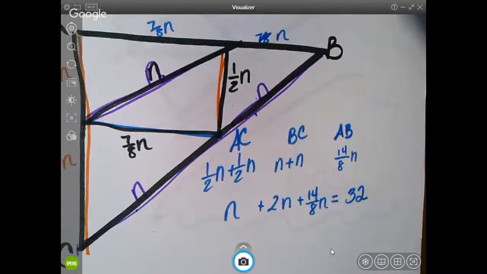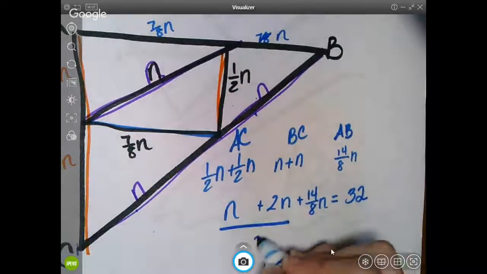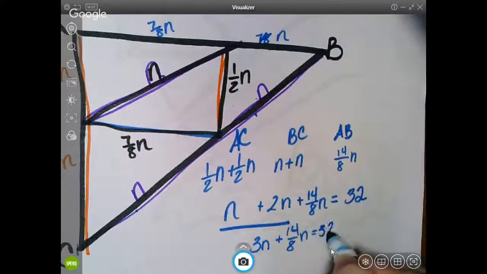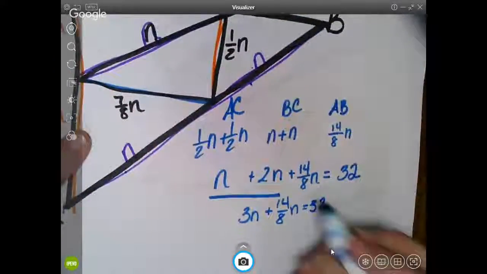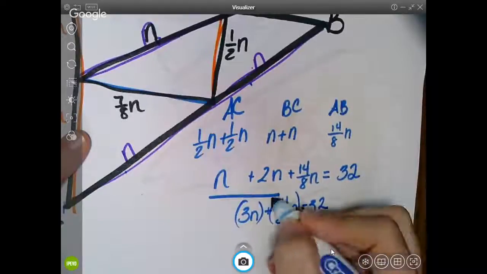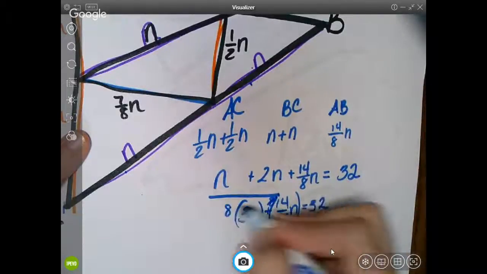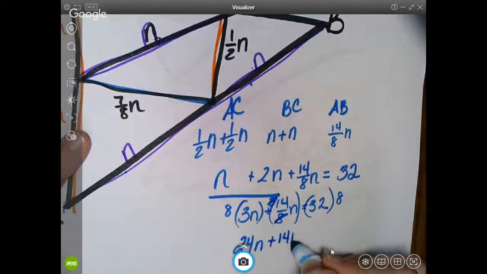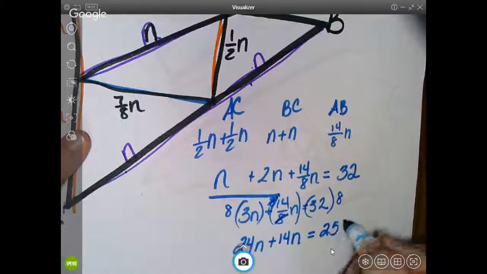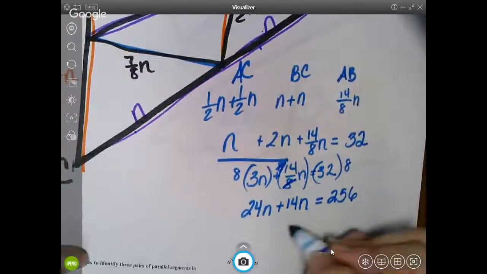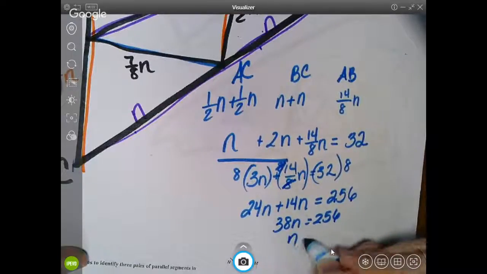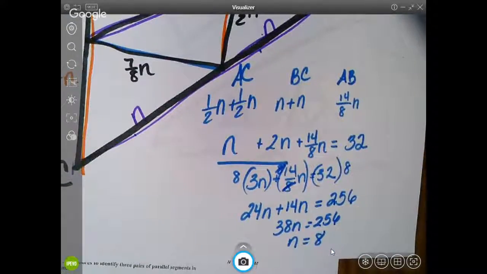So here's what I recommend doing. Let's combine these. That gives us 3n. The easier way to do this is to multiply each one of these pieces by 8 to eliminate the fraction. Then when you combine like terms, and I've done this problem before, and divide both sides by 38, you're left with 8. All right, pack up.